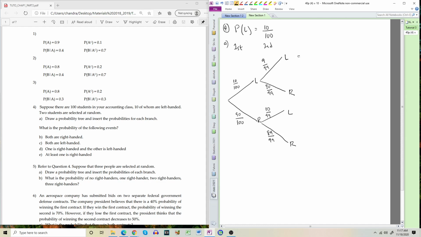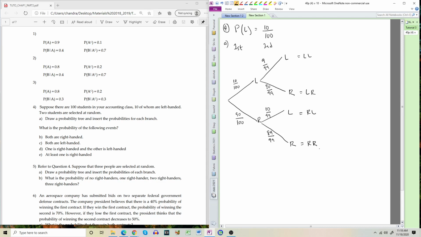Here I'm just simplifying all the outcomes. Here should be L and L. Here should be L and R. Here should be RL. Here is RR. Now this is the tree diagram. Draw a tree diagram and insert the probabilities of each branch. So this is a tree diagram.